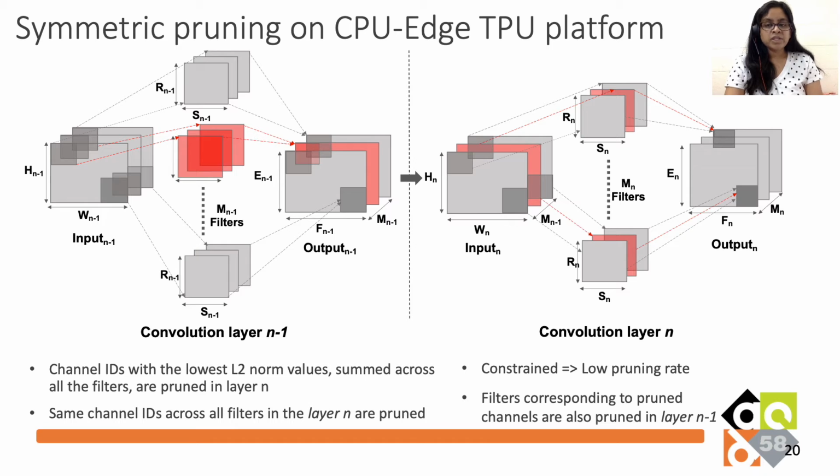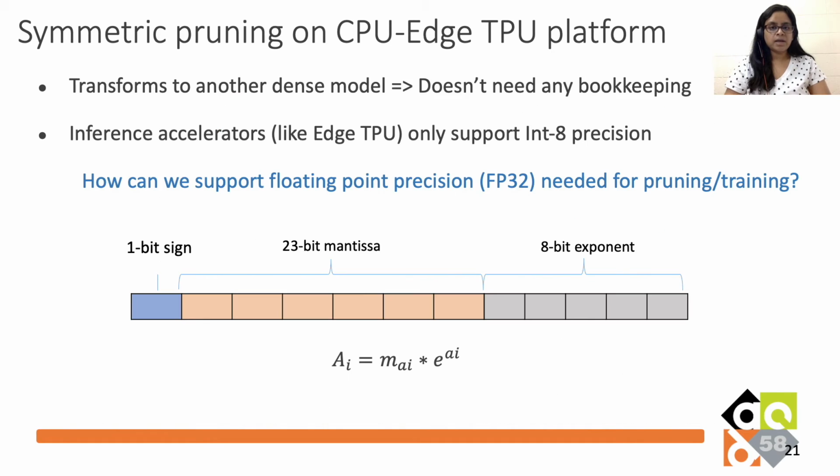For symmetric pruning, channel IDs with the lowest L2 norm value summed across all the filters are pruned in layer N. So this constraint, where the same channel IDs have to be pruned across all the filters, leads to a lower pruning rate. However, pruning the same channel IDs helps in retaining the dense format and doesn't need any finer control mechanism. An additional benefit is that the input channel corresponding to the pruned channel ID can be dropped, which in turn leads to the pruning of the complete filter in layer N-1. Hence, symmetric pruning transforms the current dense model to another dense model, which can be supported by HTPU.